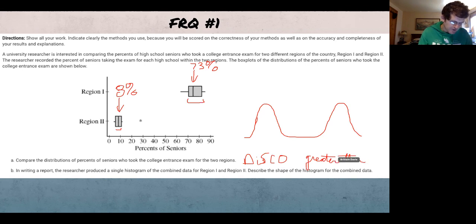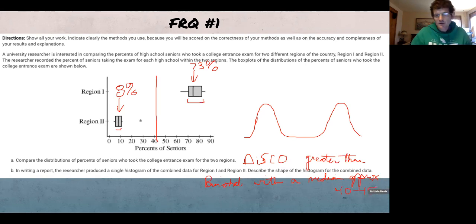For the next one, I would describe this. I would say bimodal with a median approximately, well, I would just guess that we're going to have the same number in each. So the median might be approximately 40 to 45. So I would write out full sentences with all that information.